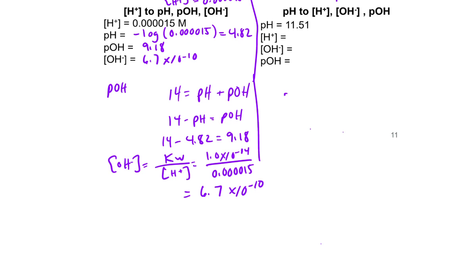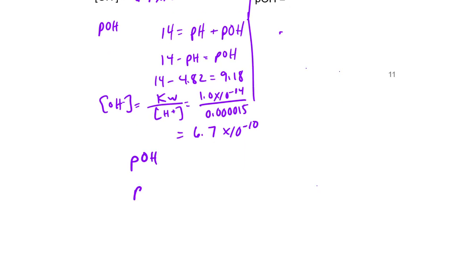There's one other way to calculate OH minus if you know the pOH. So we said that pOH, or pH, equals minus the log of its concentration, right? We could do the anti-log on both sides of the equation.